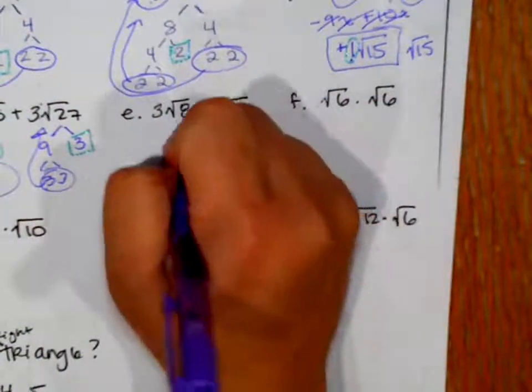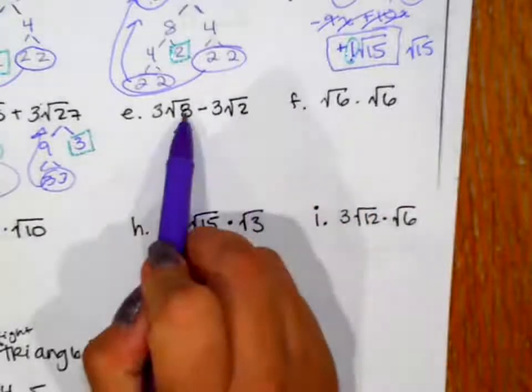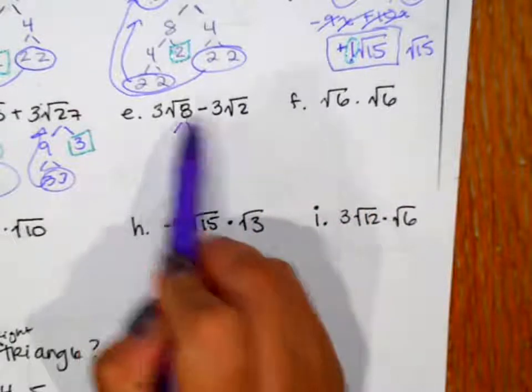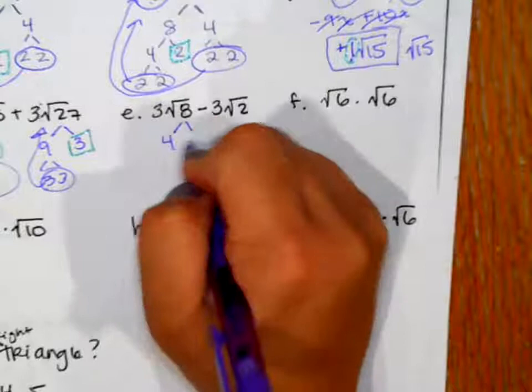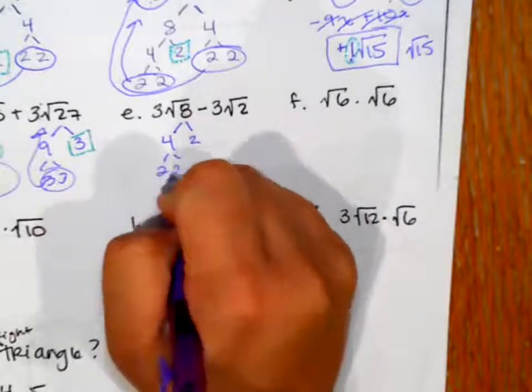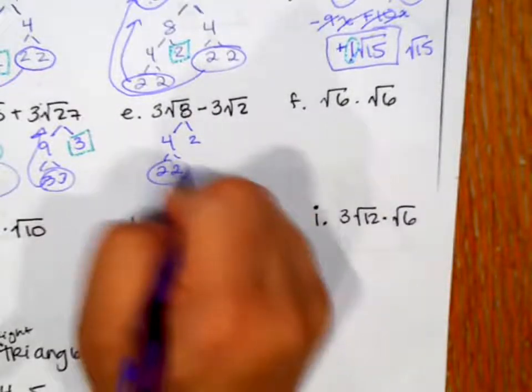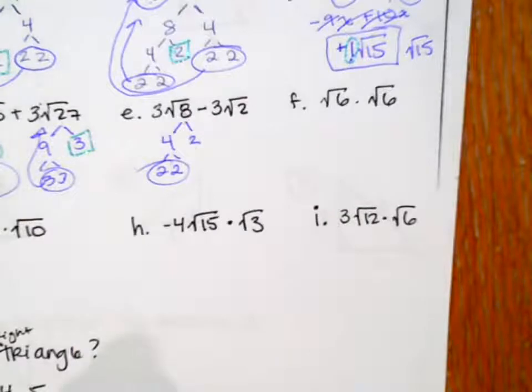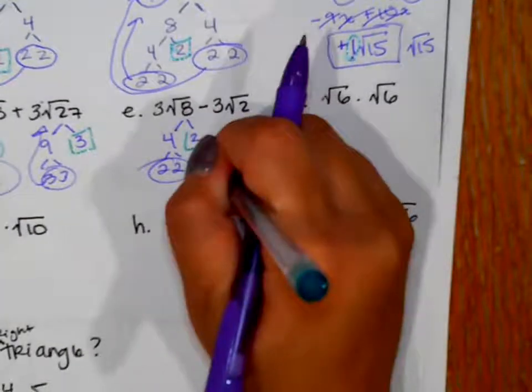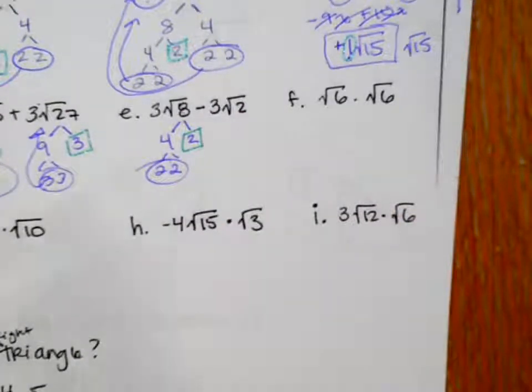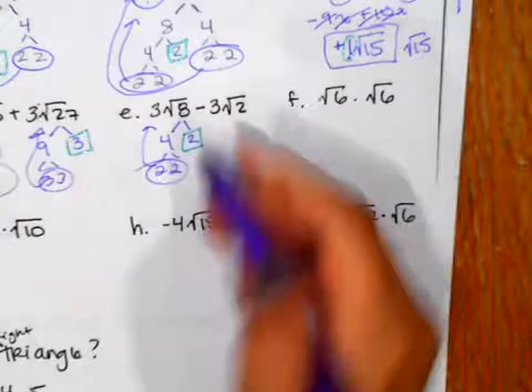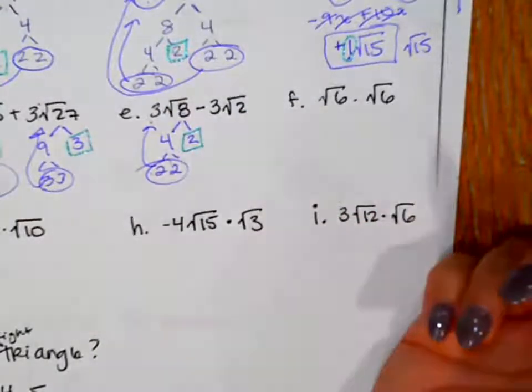All right. I have a 2 and an 8. Not a common radical. Got to break this guy down. 4 and 2, 2 and 2. This guy's here. Got a pair. That guy's stuck inside. Anytime we bring something out, we multiply.